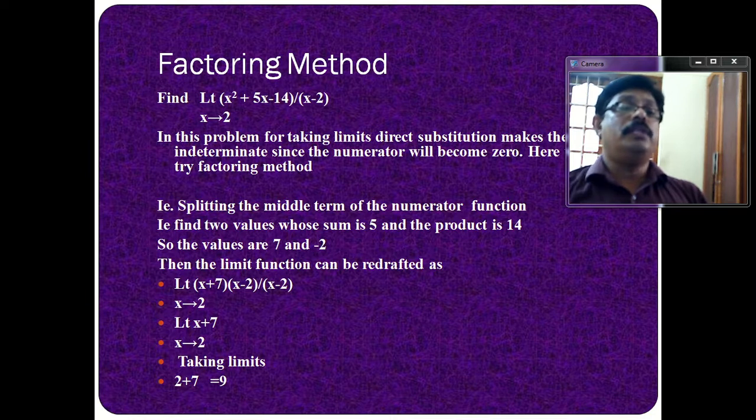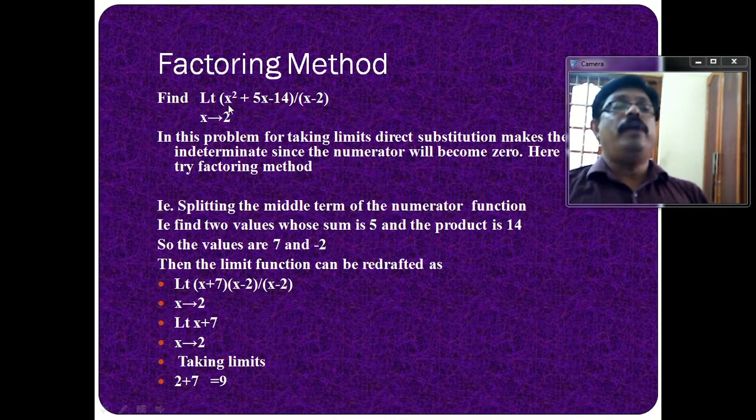So take a function like this. What is the function? x square plus 5x minus 14 divided by x minus 2, when x tends to 2. When you substitute the value 2 here, see, the denominator will become 0. You cannot determine the limit of this function. So in this case, direct substitution is not practicable, and you cannot determine the functional value. So in this case, you just apply the factoring method.